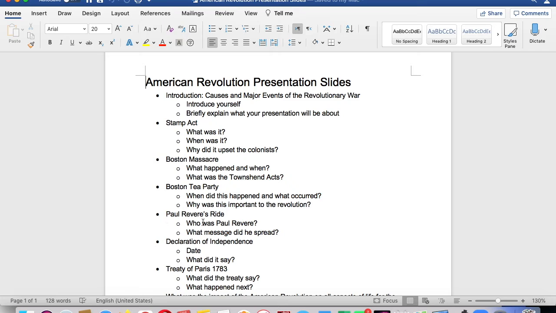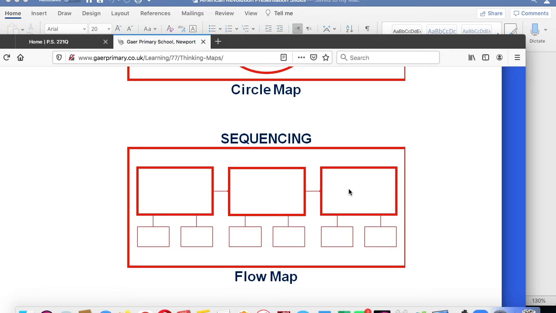Paul Revere's ride. Who was Paul Revere? What message did he send? So when you get to that one, you put Paul Revere. Then you put a box underneath. Who was he? What message did he send? Right? So you do not have to do it exactly like this. If you prefer, you could just write notes.